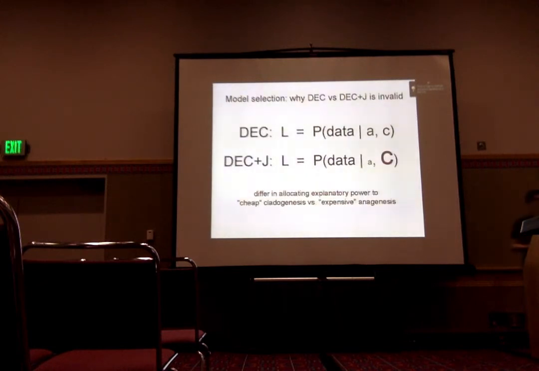That's not the case for DEC and DEC+J. The anagenetic part, this continuous time part, is the same. The only thing that's different is the relative explanatory power given to these anagenetic and phylogenetic components. And as I said, these are not equivalent, and they differ in terms of their intrinsic magnitudes.